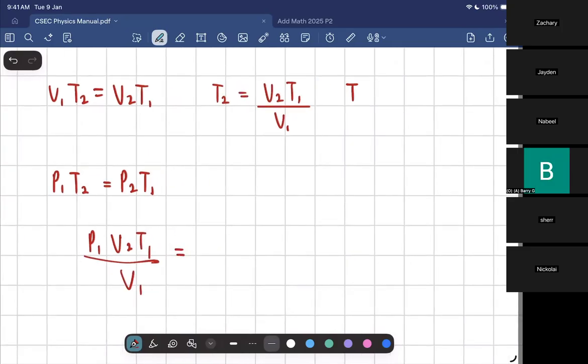Suppose you make T1 the subject of the formula. What would that be equal to for this one? If you make T1 the subject of the formula. V1 T2 divided by V2. Right. If I were to plug that in, that's going to be P2 by V1 by T2 all over V2.